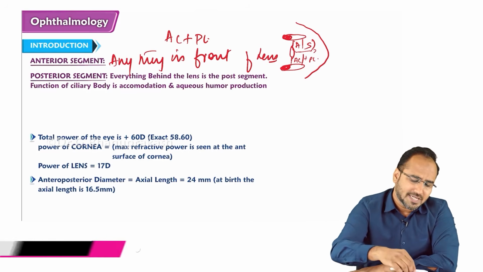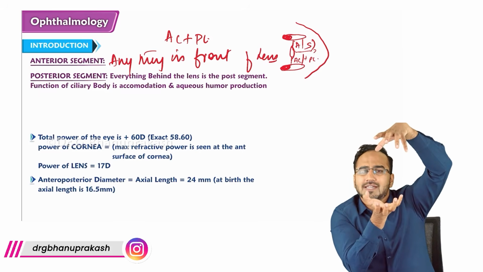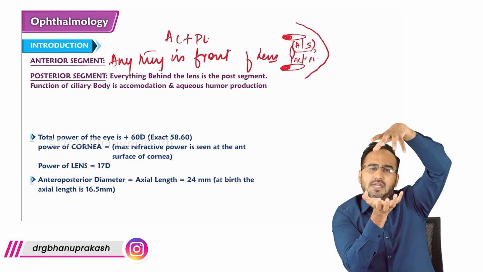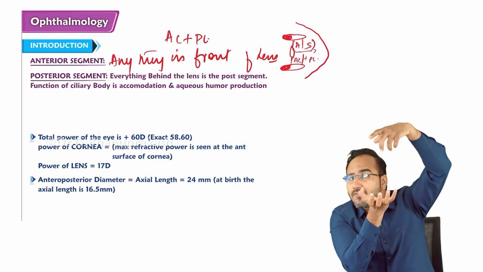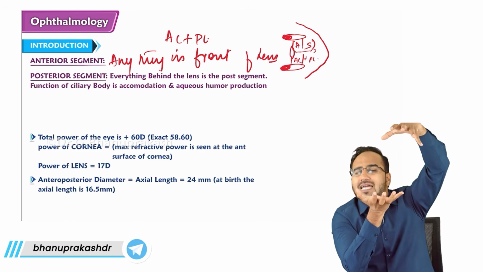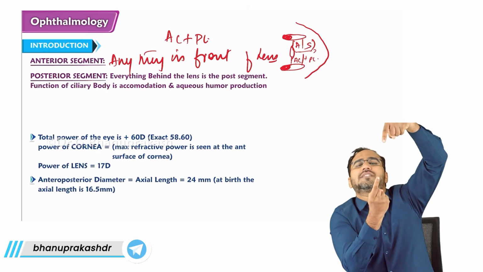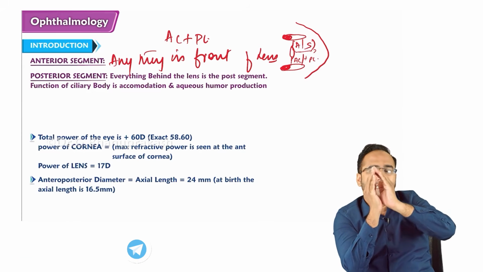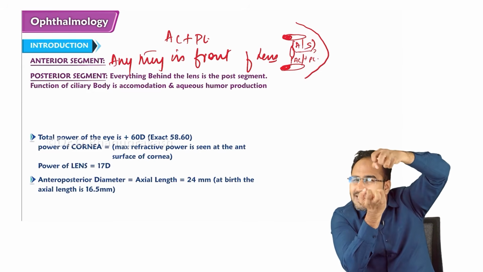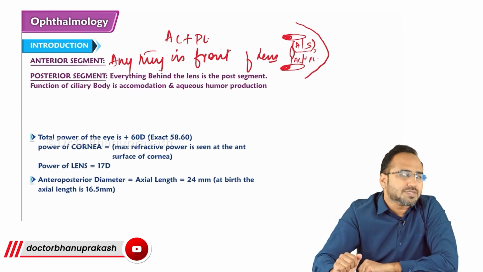What is this accommodation, guys? Just imagine this is the ciliary body. Imagine my upper hand and lower hand are the ciliary body. When I tell you to move your vision from far to near, what happens? Your ciliary muscles contract and the ciliary zonules relax. What is the function of the zonule? It is holding the lens. So during accommodation, the ciliary muscles contract, the zonules relax, and the lens undergoes accommodation.